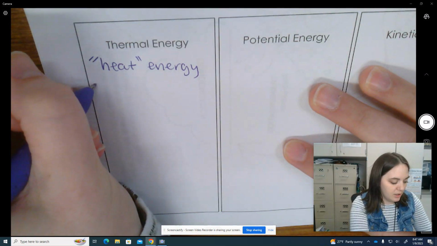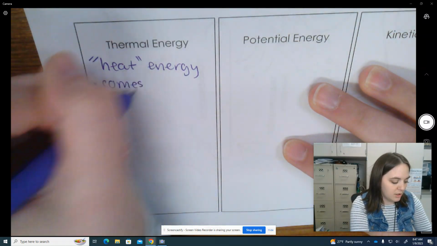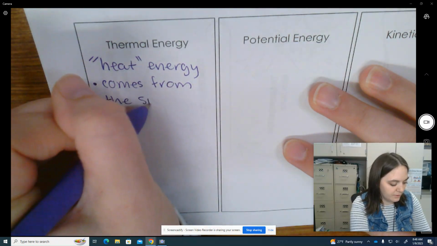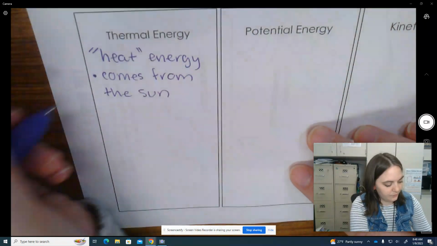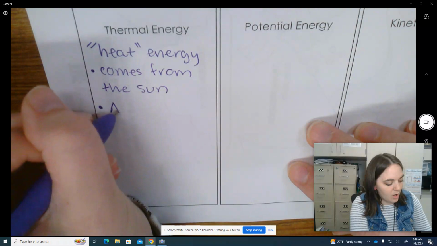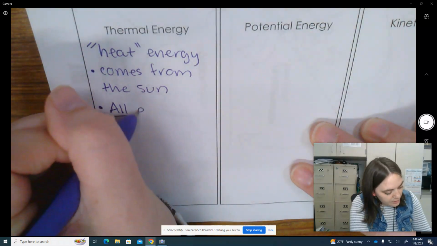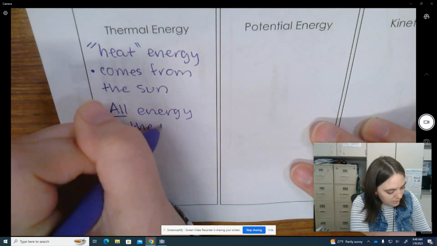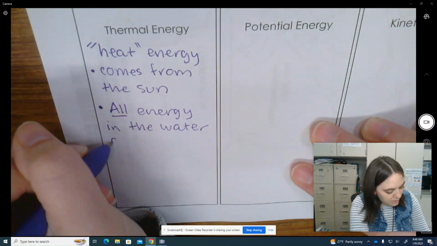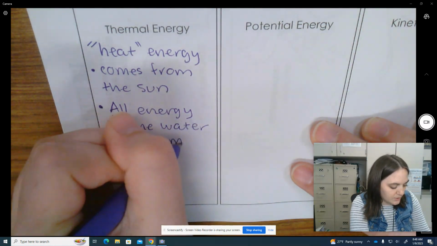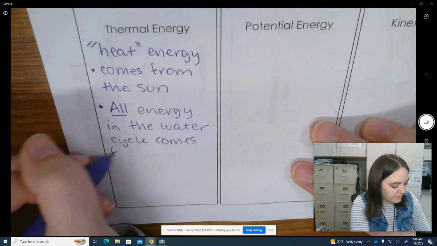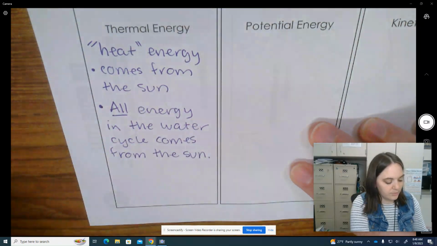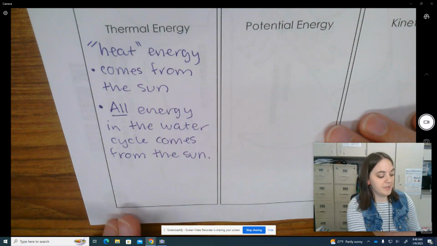Now, thermal energy comes from the sun. All energy in the water cycle comes from the sun. All energy in the water cycle comes from the sun.